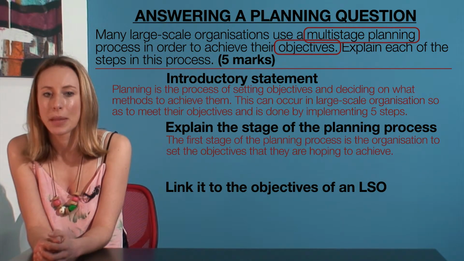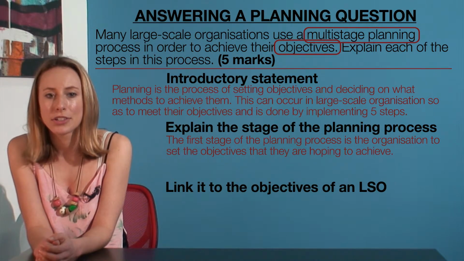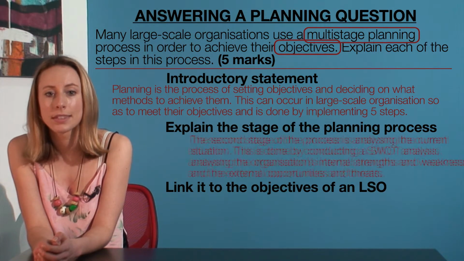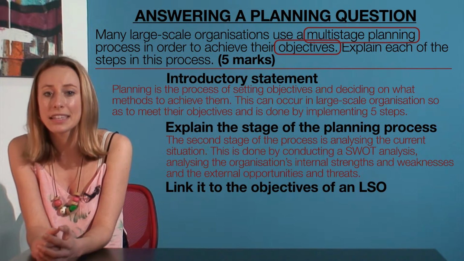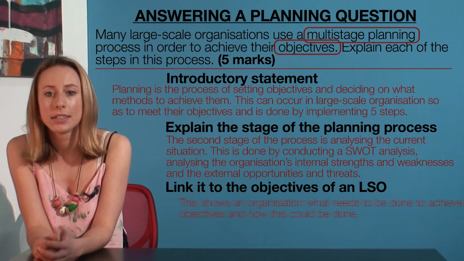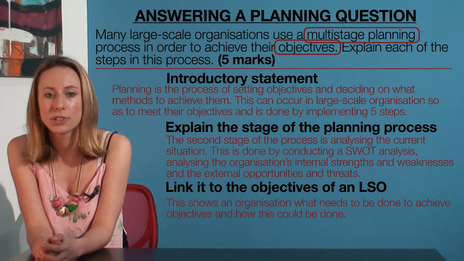The first stage of the planning process is that the organisation sets the objectives that they hope to achieve. This is so the organisation knows what they are working towards achieving, and these objectives could be either financial or social objectives. The second stage of the process is analysing the current situation. This is done by conducting a SWOT analysis, analysing the organisation's internal strengths and weaknesses, and the external opportunities and threats. This shows an organisation what needs to be done to achieve objectives and how this could be done.